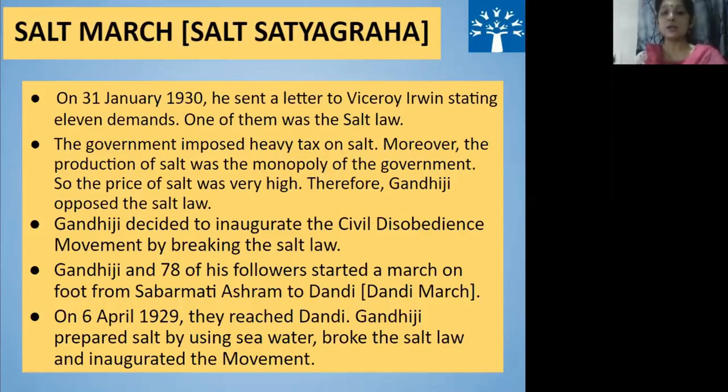Gandhiji decided to inaugurate the civil disobedience movement by breaking the salt law. Gandhiji and 78 of his followers started a march on foot from Sabarmati Ashram to Dandi. This is also called the Dandi March. On 6 April 1929, they reached Dandi.